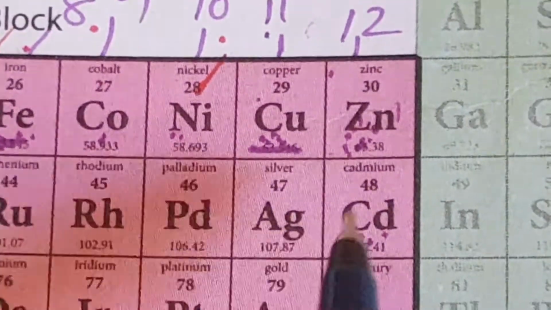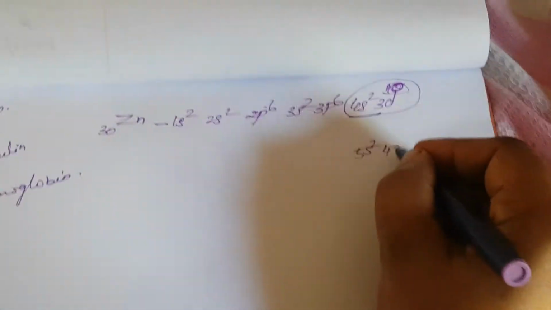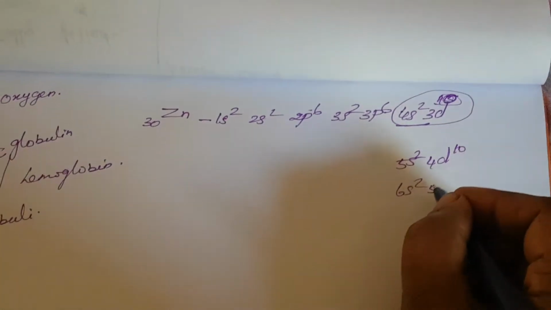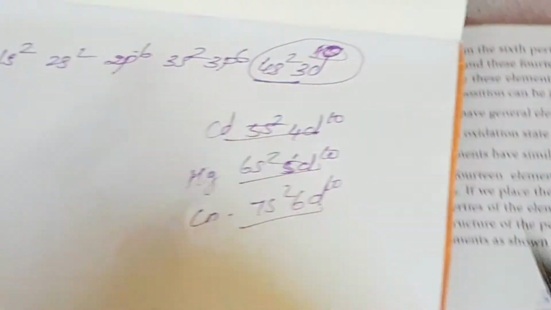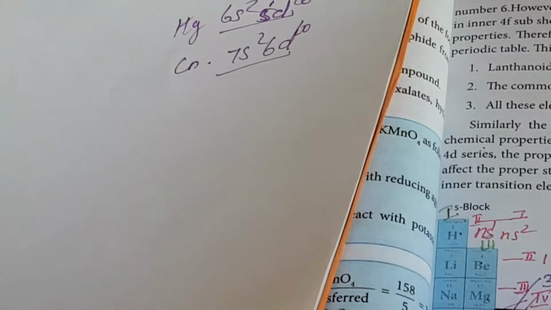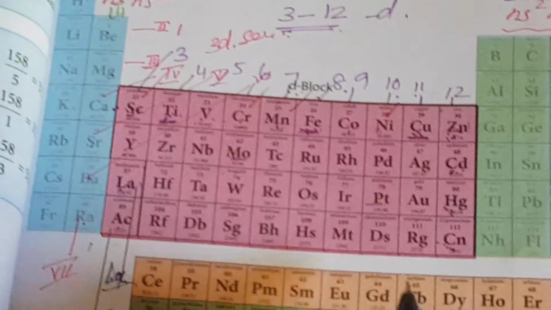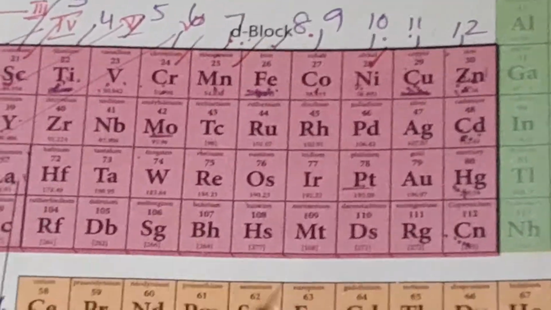Then cadmium: the outermost shell contains 5s2 4d10. Mercury is 6s2 5d10. Copernicium is 7s2 6d10. This is the outermost electronic configuration of zinc, cadmium, mercury and copernicium. This is another property of these elements. They do not have partially filled orbitals.